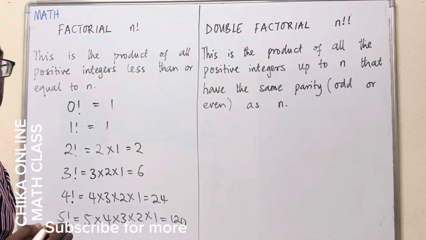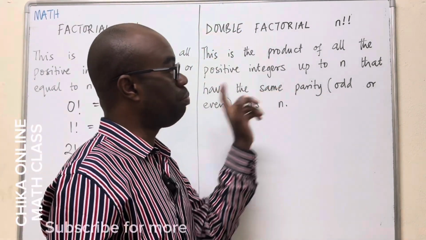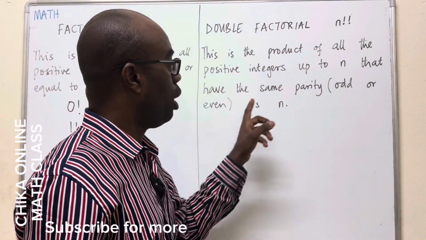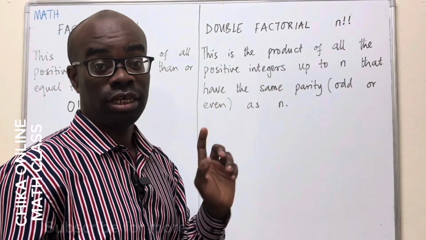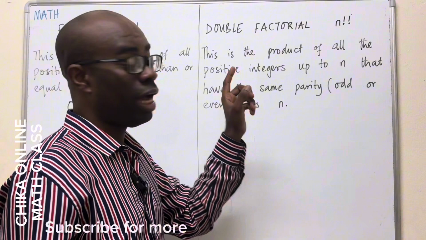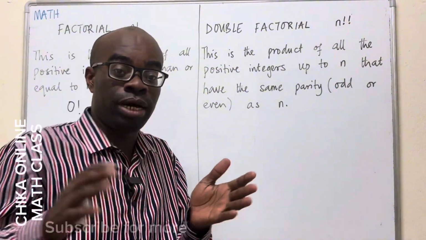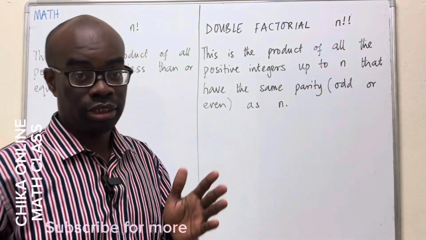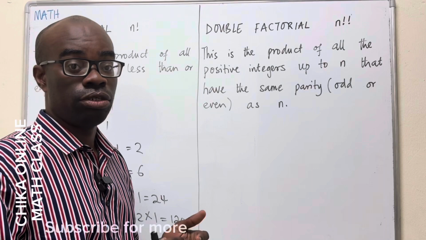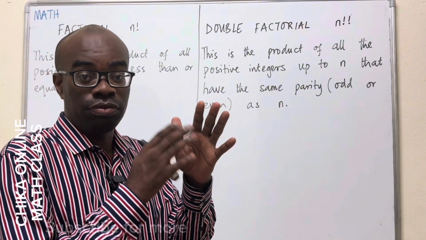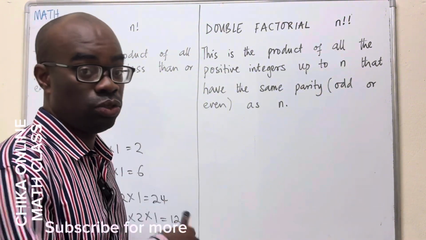Now let's look at double factorial. The double factorial of n is the product of all the positive numbers up to n that have the same parity, that's odd or even as n. Okay? By having the same parity, we mean if n is even, multiply all the even positive numbers from n down. If n is odd, multiply all the odd positive numbers from n down. Okay, so let's clarify it using an example.